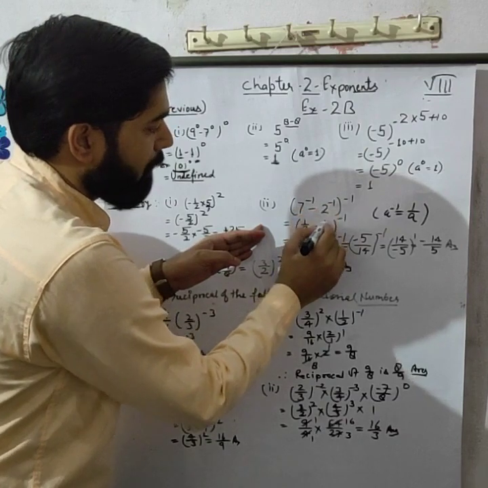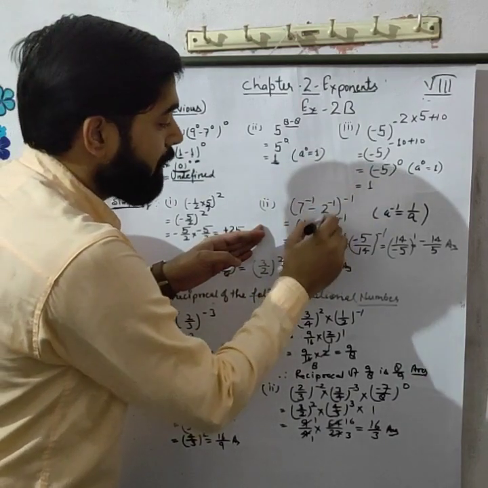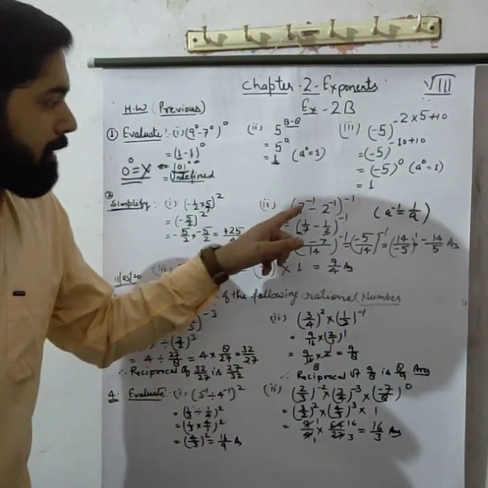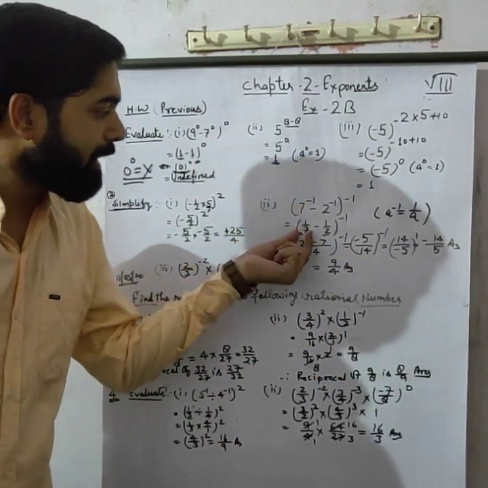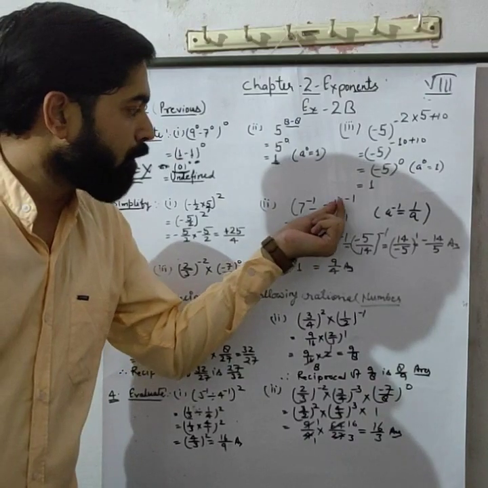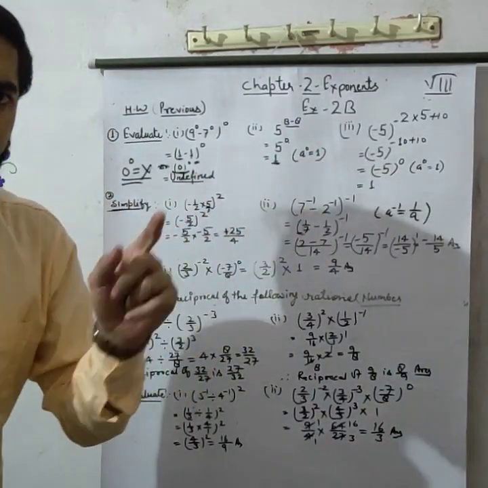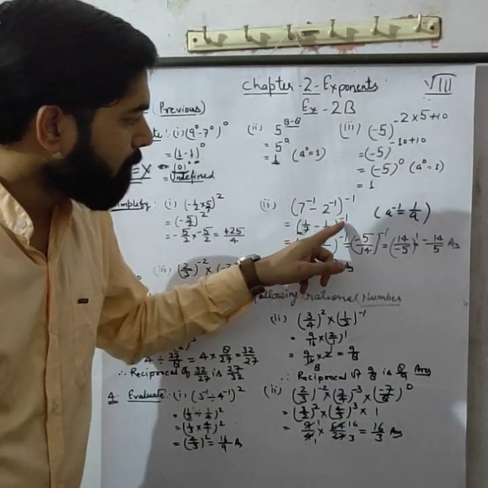Then 2 raised to power minus 1, we can write as 1 upon 2, according to the negative power rule. 7 raised to power minus 1 we write as 1 upon 7, and 2 raised to power minus 1 we write as 1 upon 2. And then the whole power is raised to minus 1.